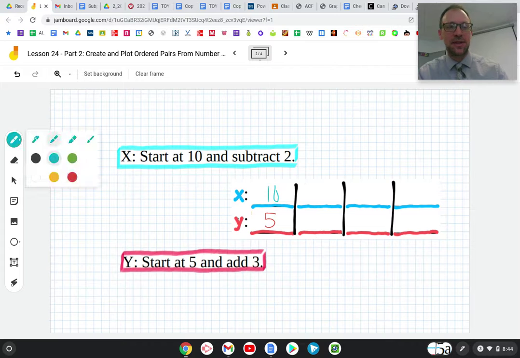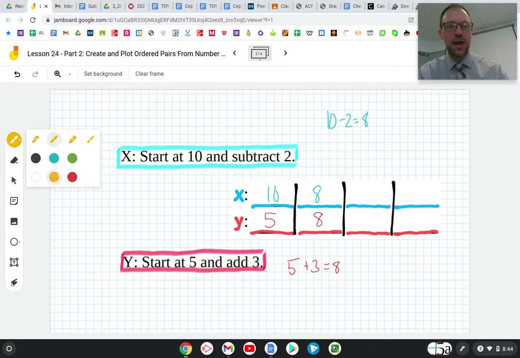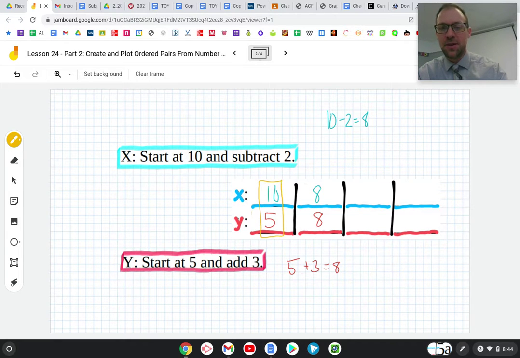All right. 10 minus 2 is 8. That is the next X coordinate. And 5 plus 3 is also 8. 8 is our next Y coordinate. So we now have two ordered pairs in our list. We have 10, 5, and we have 8, 8. Let's create the next ordered pair by continuing to follow these rules. What is the next ordered pair?